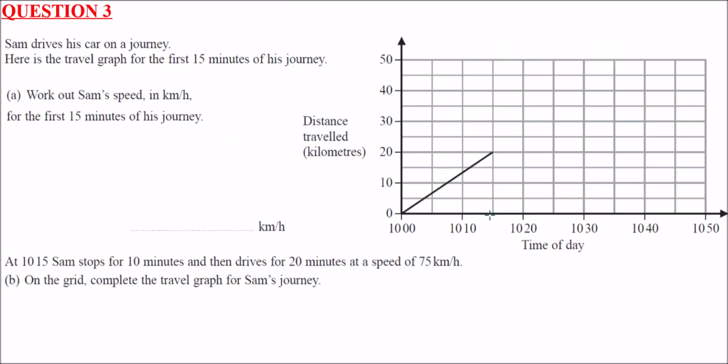Question 3 is a distance time graph. So Sam drives his car on a journey. Here's the travel graph for the first 15 minutes of his journey. We have to work out Sam's speed in kilometres per hour for the first 15 minutes of his journey.